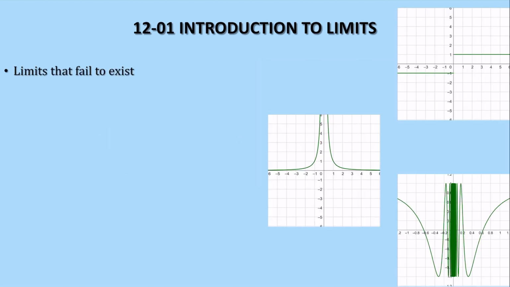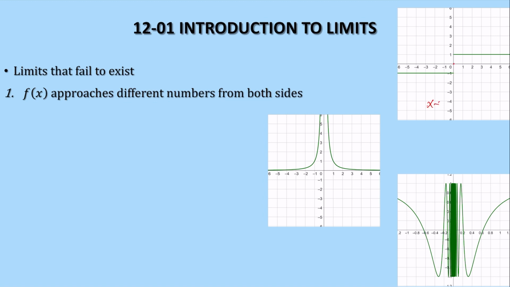There are 3 limits that fail to exist, meaning there is no limit. First one is x approaches different numbers from both sides. So here, if I wanted to find the limit as x approaches 0 in this case, from the left, the y value is -1. From the right, the y value is +1. Well, it can't be both -1 and +1.